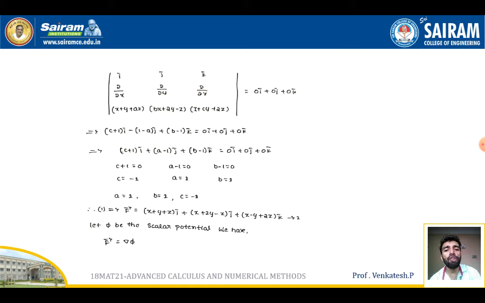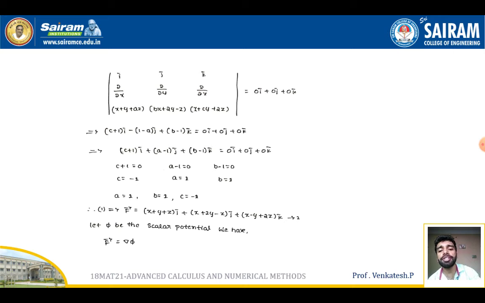So on equating the coefficients of i, j, k, I'll be having c + 1 is equal to 0, a - 1 is equal to 0, b - 1 is equal to 0. I'll be having c is equal to -1, a is equal to 1, b is equal to 1. So hence the constants are a is equal to 1, b is equal to 1, c is equal to -1. Now I'm going to incorporate these constants a, b, c in the given f vector.